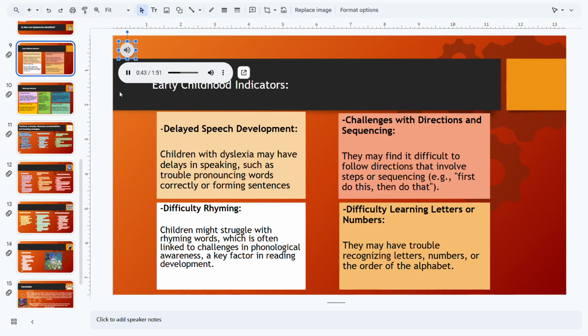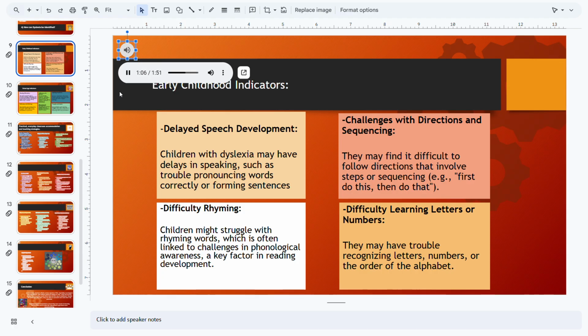There are also challenges with directions and sequencing, as they will find it difficult to follow directions or steps, such as first do that, then do that, next go there. They find it quite challenging to organize themselves on how to follow that instruction.